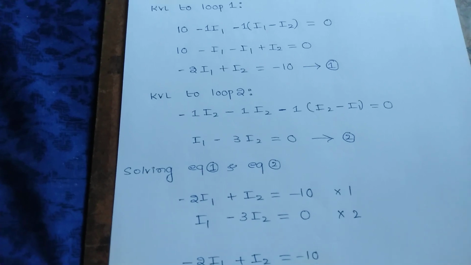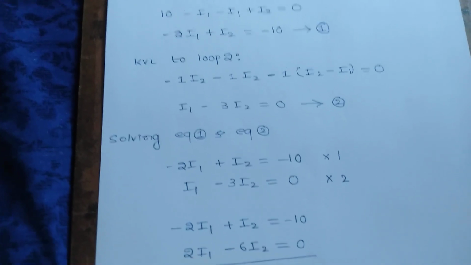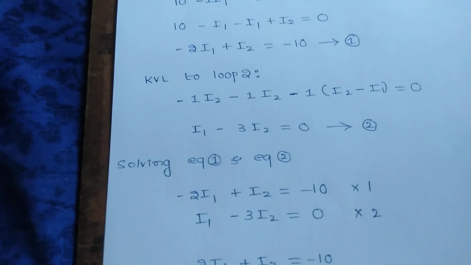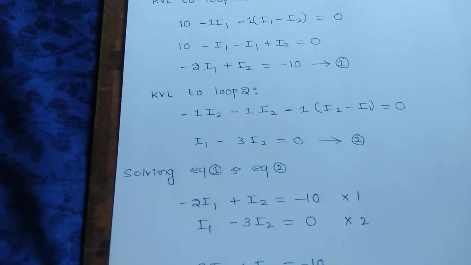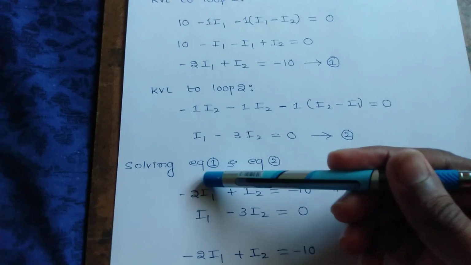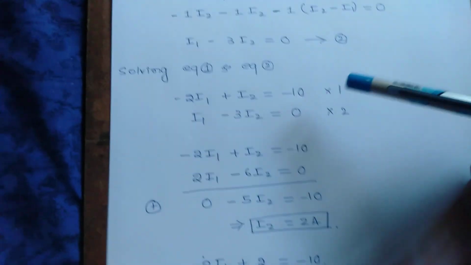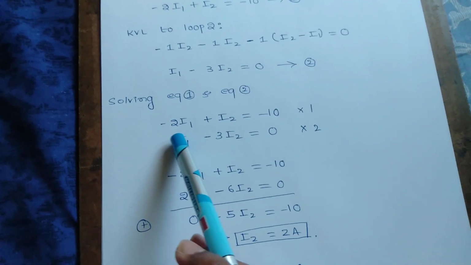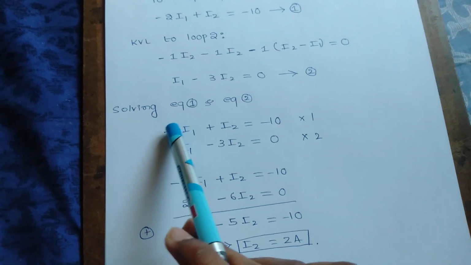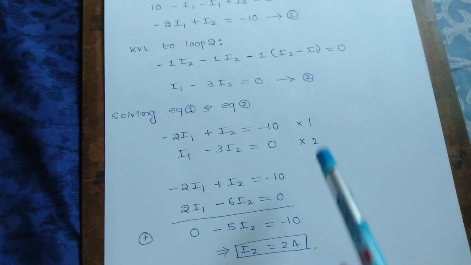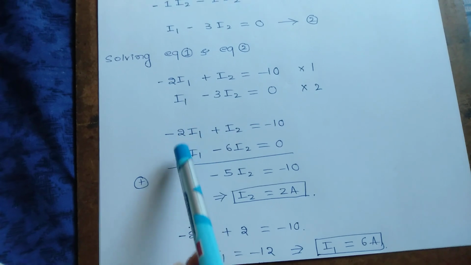That is, equation 1 is minus 2I1 plus I2 is minus 10, and I1 minus 3I2 is 0. So how to solve this? You can use the matrix method, or since these are easy equations, we can make the coefficients of I1 equal, so multiply the coefficient of this I1 to this equation and the coefficient of this I1 to this equation. So you will get these two equations. Now I will add these two equations.